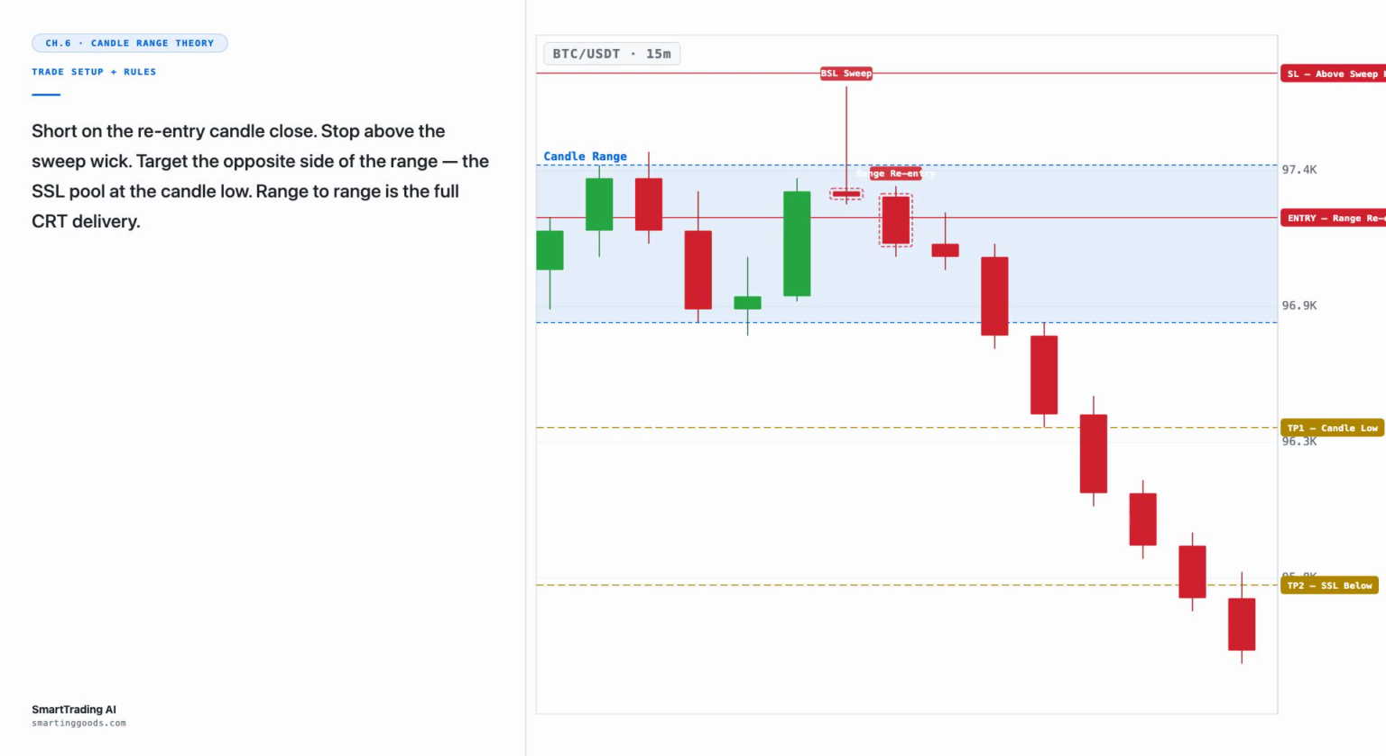3 rules for a valid CRT. 1. Use a higher time frame candle. 4-hour or 1-hour candles give you the cleanest liquidity pools. Smaller candles create noise.